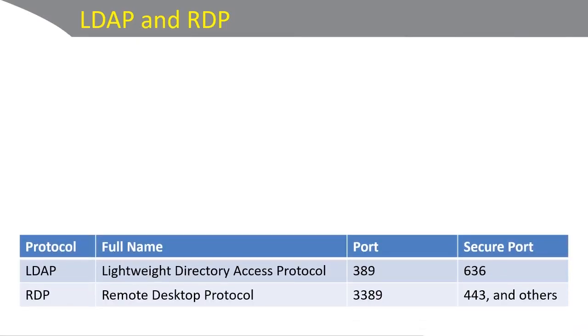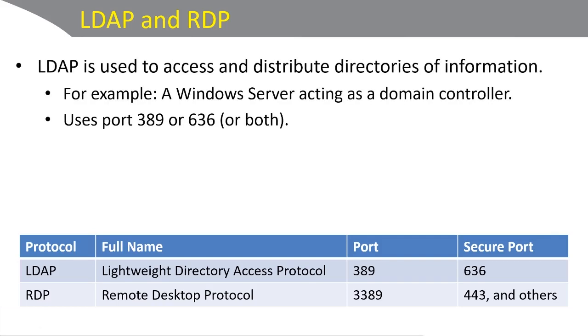Let's talk briefly about LDAP and RDP. The Lightweight Directory Access Protocol, or LDAP, is used to access and maintain distributed directories of information, such as the kind involved with Microsoft domains. Microsoft refers to this as Active Directory and also directory services. It includes the user accounts, computer accounts, groups, and the authentication and permissions involved with all those items.